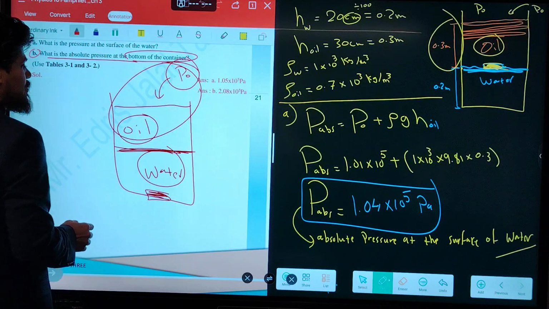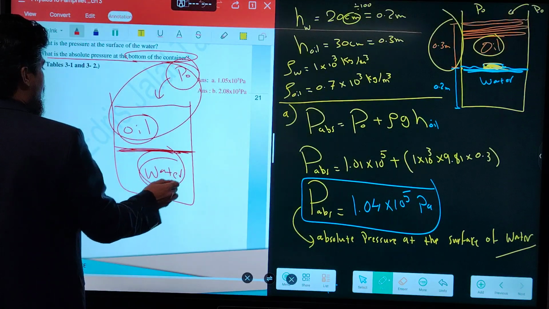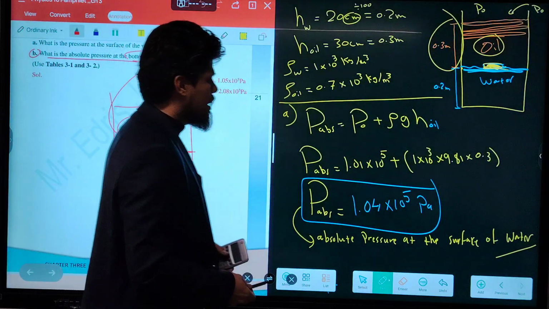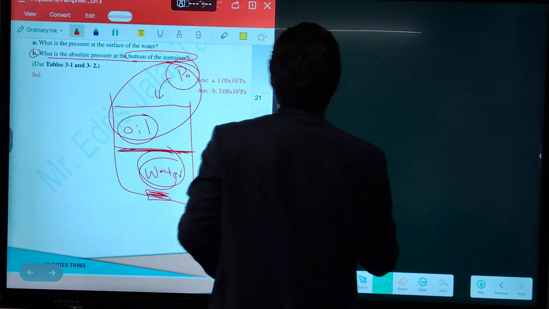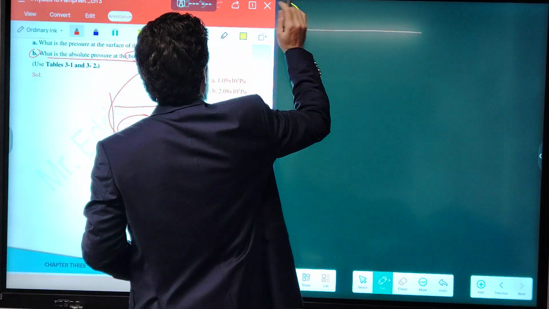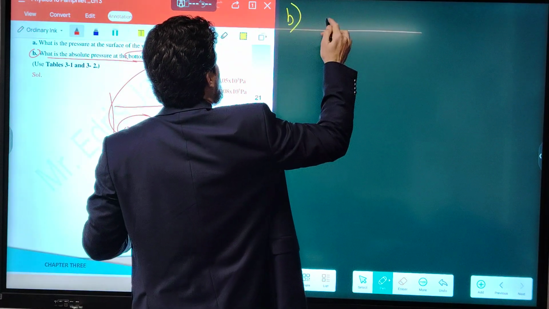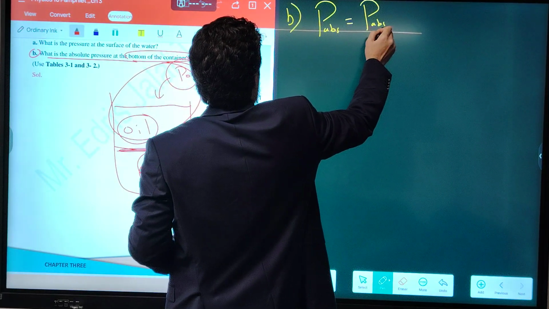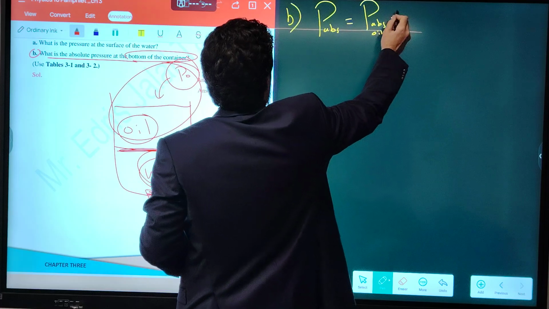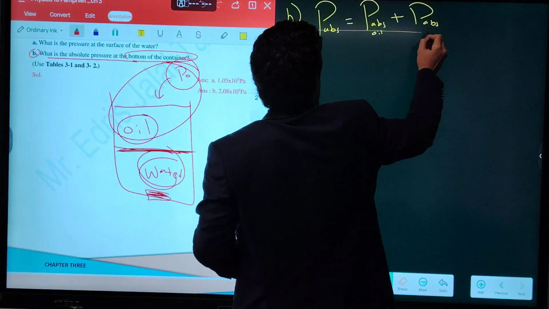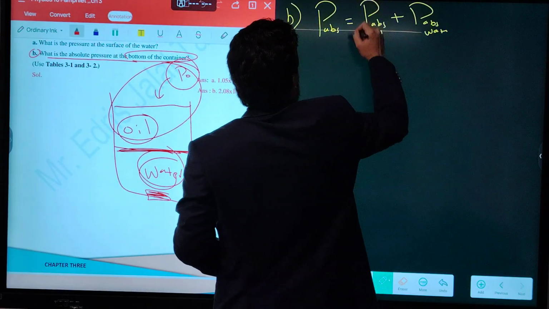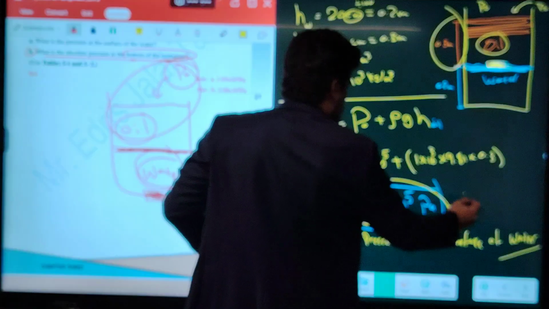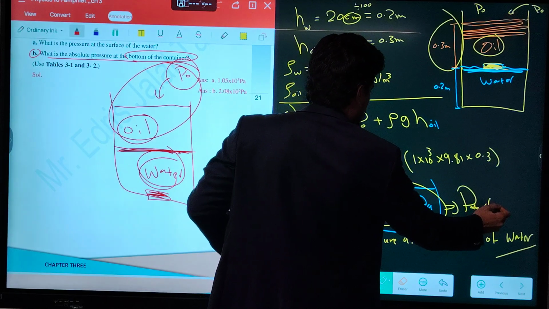So that is why we have to find the absolute pressure for the water, and then add it to the absolute pressure at the surface of the water to find the absolute pressure at the bottom of the container. Branch B, what is unknown? P absolute at the bottom of the container, which is equal to P absolute of oil plus P absolute of what? Of water. Do we have P absolute of the oil? Yes, we found it. This is P absolute of oil.